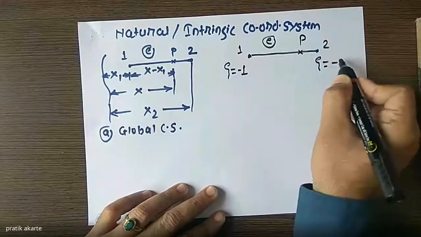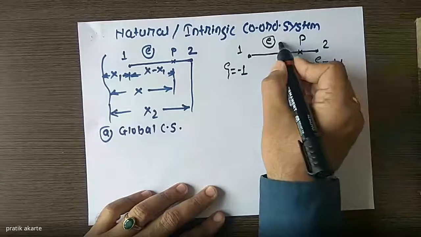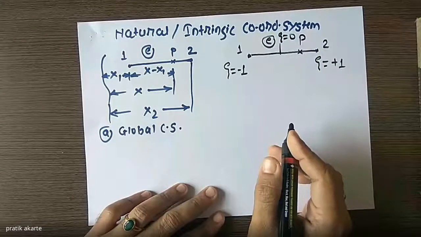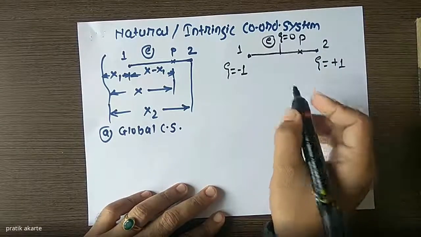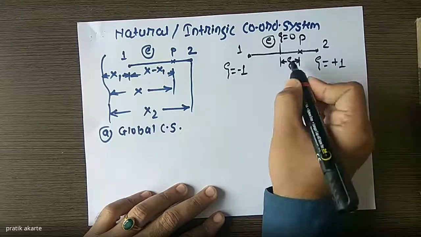Zeta is equal to -1 to +1. At the middle point, the zeta value is 0. So I can write this distance as zeta.